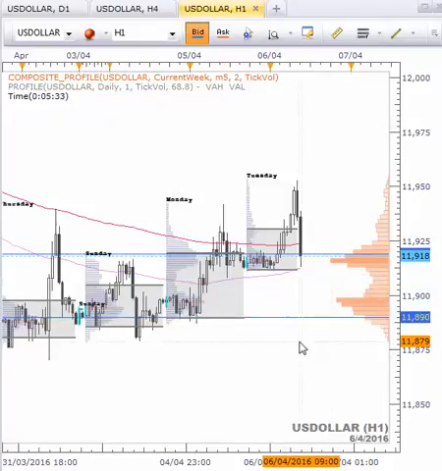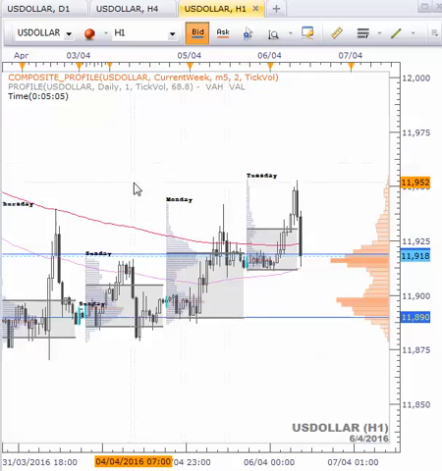So preparation for 2 o'clock today with the release of the FOMC minutes. We want to see, is price going to get accepted between 11,918 and 11,890, or is 11,918 going to hold and then take price further back up for the US dollar?